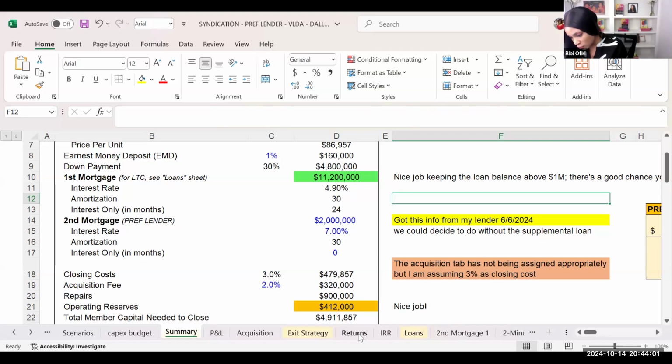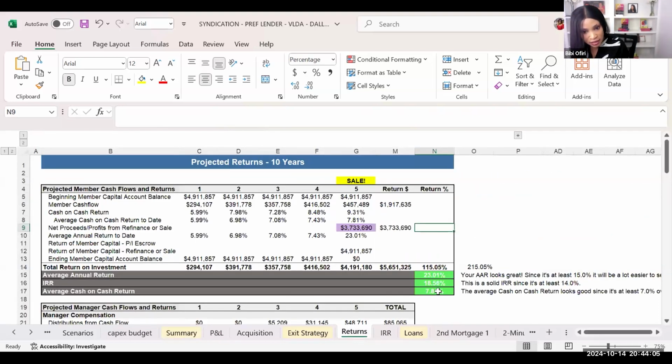So if I go to the returns tab for this, you look at it here, you see the deal looks very attractive. I'm having an average cash on cash of 7.81%. The multiple is about 2.15. My IRR is 18.56%. If you look at this, you say this is a fantastic deal. I'm happy, everybody is happy, but guess what?